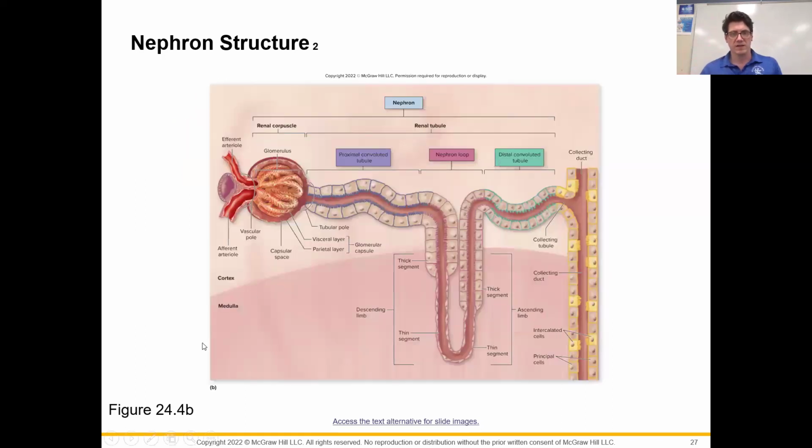Okay. So we're going to kind of break down the anatomy of these things a little bit. Okay. Like I said, with our glomerulus here, we have all of these cells in that ball of capillaries.